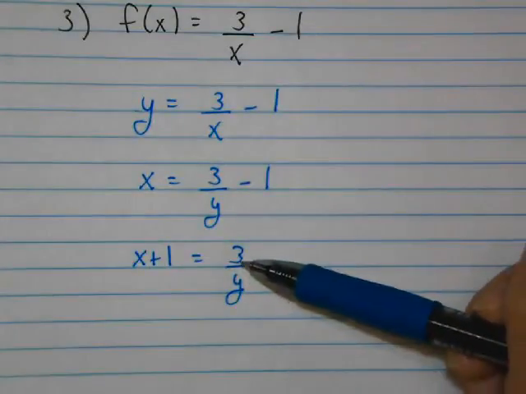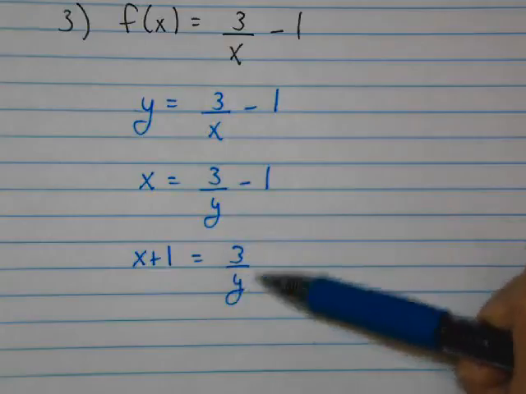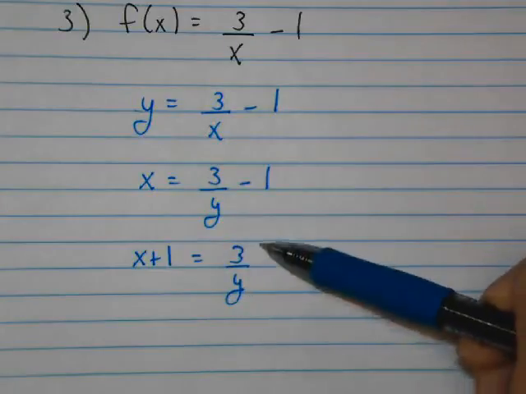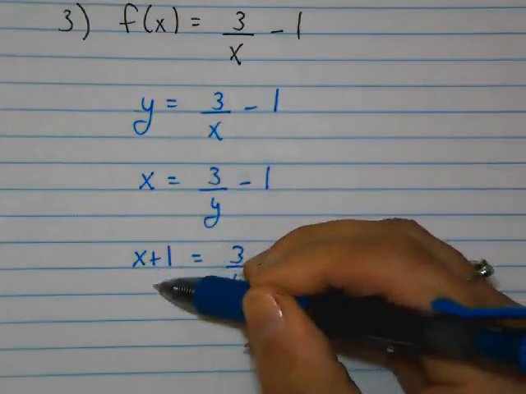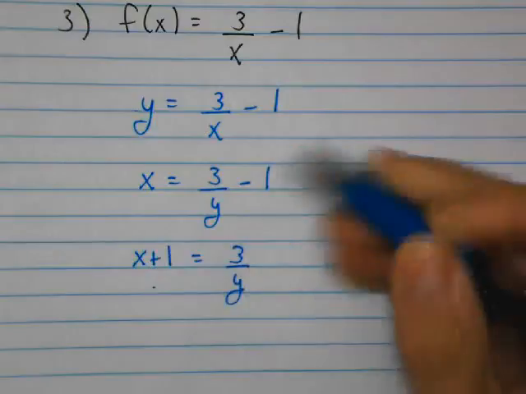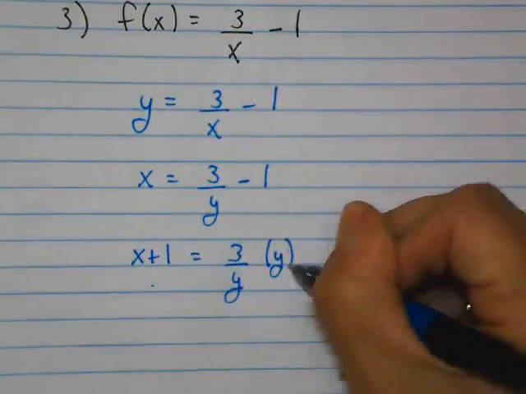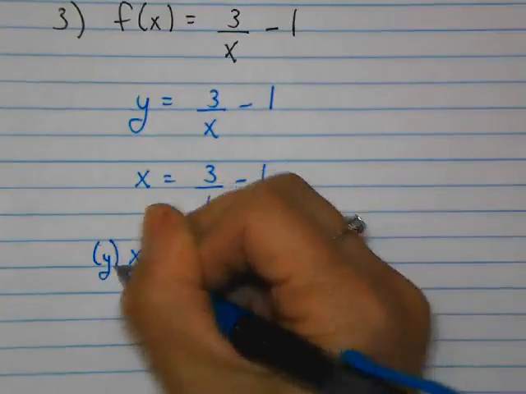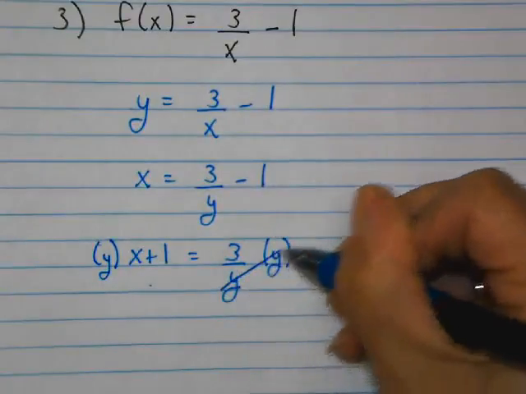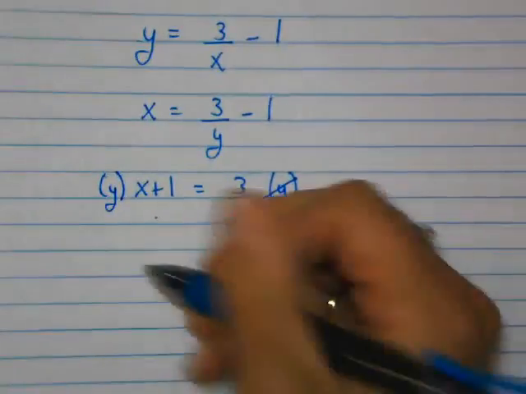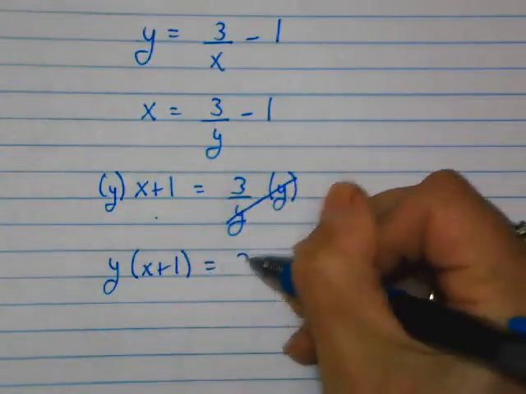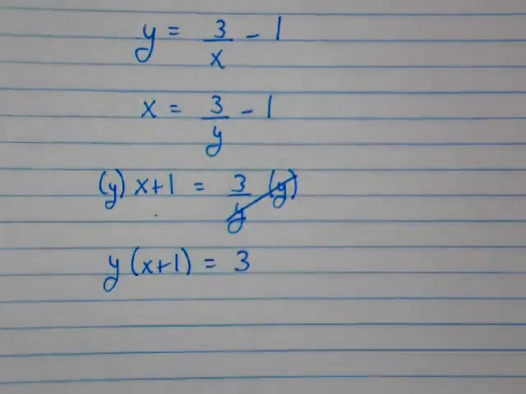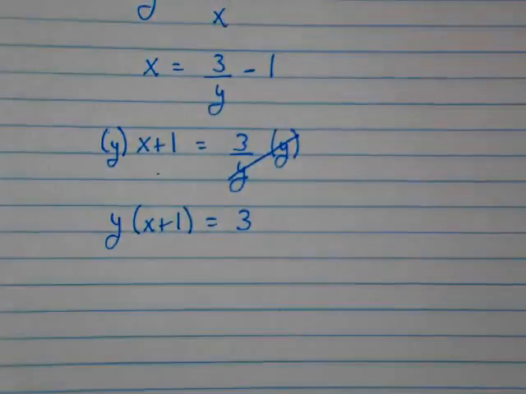So here I'm going to go ahead and multiply by y on both sides. Or if you prefer, we can put a little 1 here and then cross multiply. Alright, but I'm going to go ahead and multiply here by y and multiply here by y. So these go away. And I have y times x plus 1 is equal to 3. So it looks like I have made an absolute mess. But in reality, I've made it a little bit better.